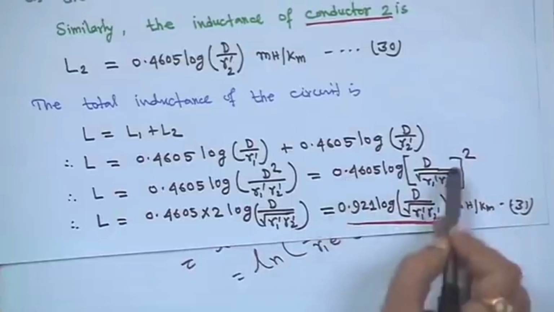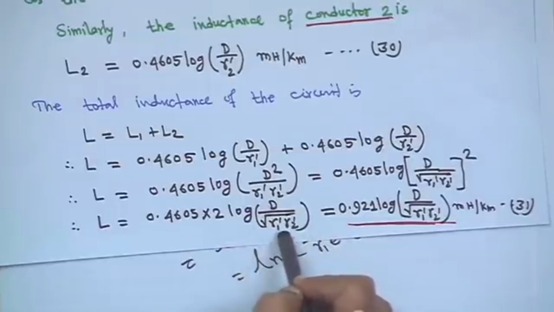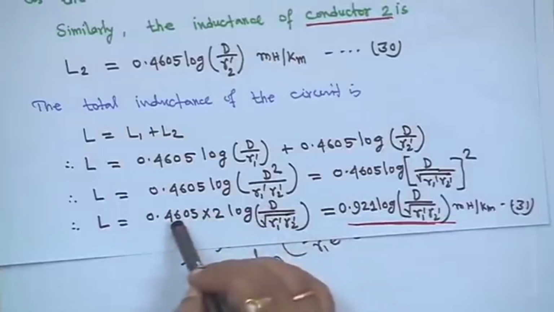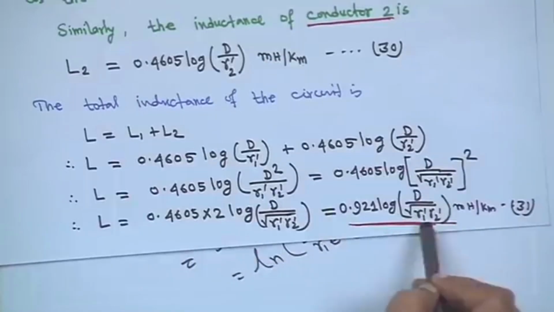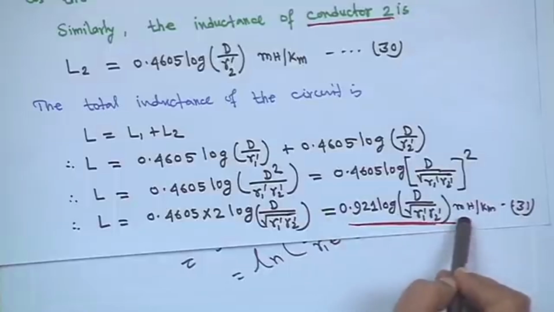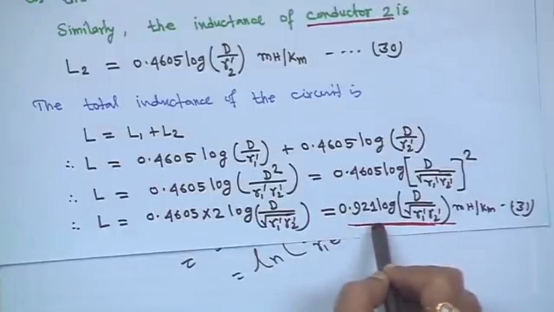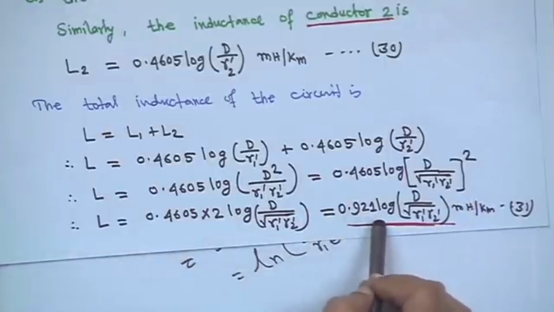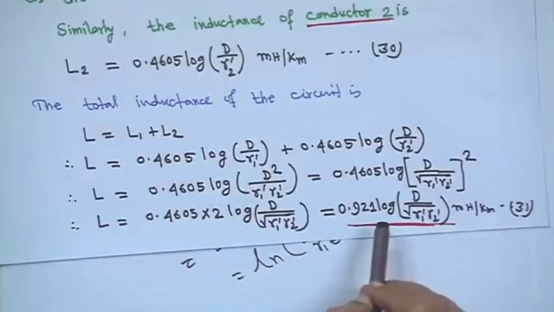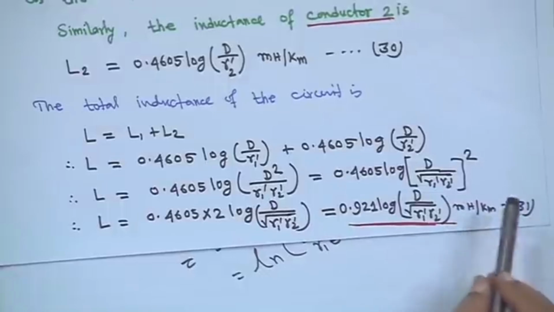This 2 will come here. So, it is 0.4605 into 2 log d upon under root r1 dash r2 dash. So, 2 into 0.4605 is equal to 0.921 log d upon under root r1 dash into r2 dash milli Henry per kilometer. This is the complete inductance, called loop inductance, and this is the formula for the total inductance of a circuit. This is equation 31, in milli Henry per kilometer.